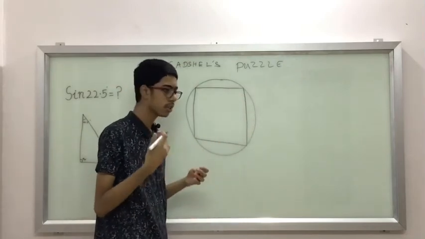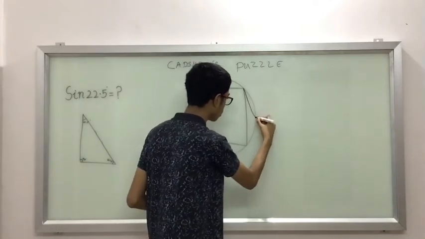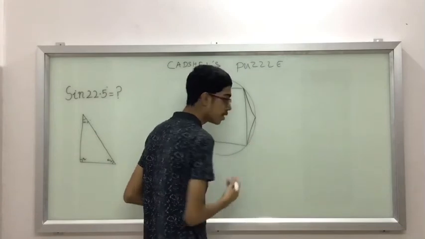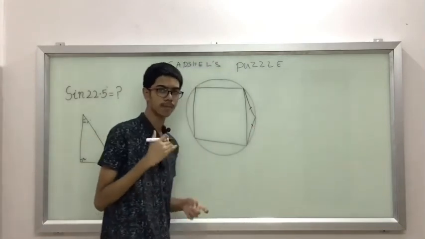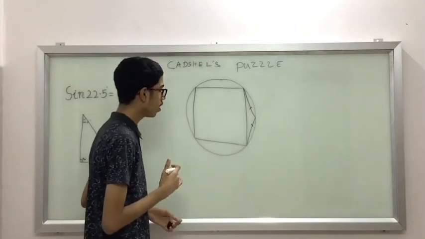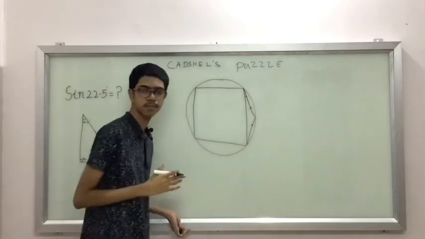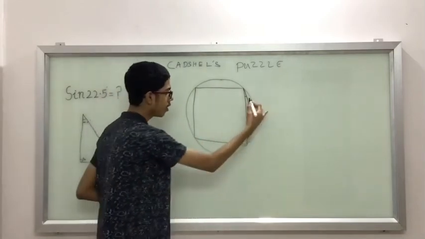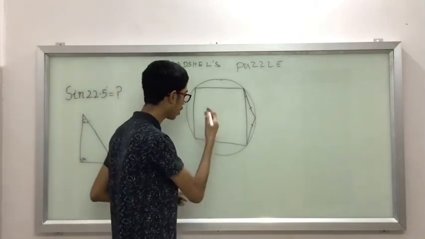Now I am going to connect both these points such that this angle and this angle are equal. Okay. Now the question is, what is this angle? Okay. What is this angle? To find that angle, I am going to do one clever trick.